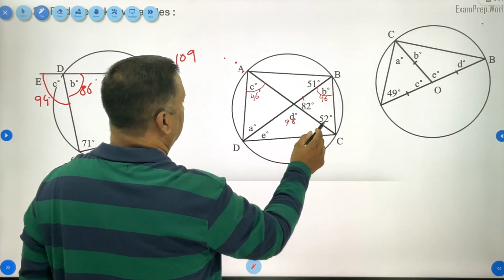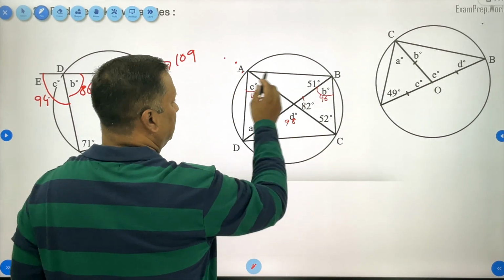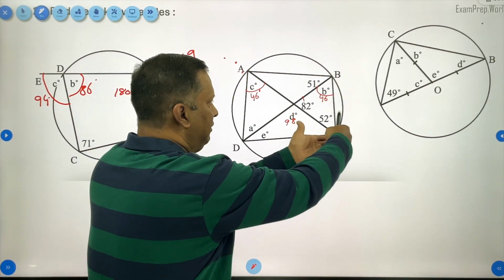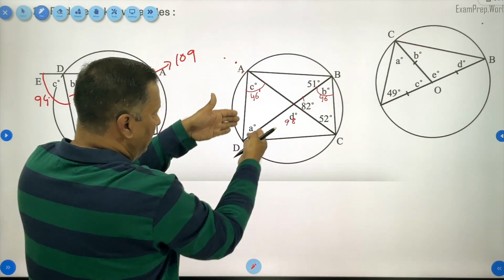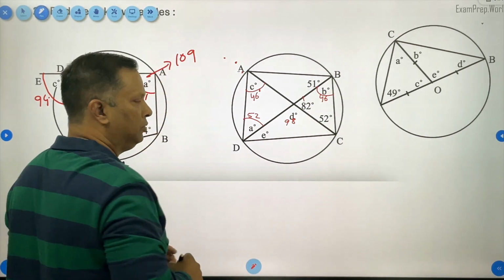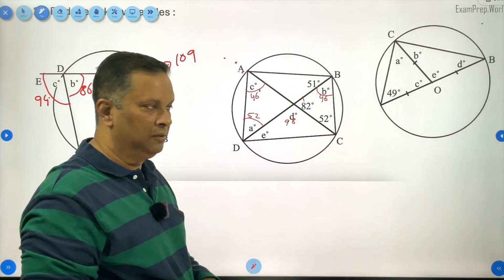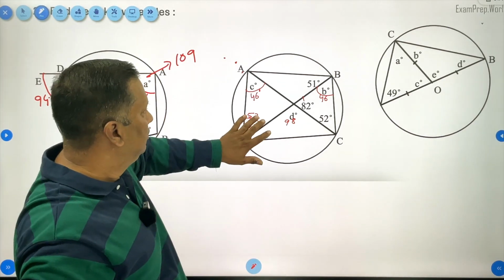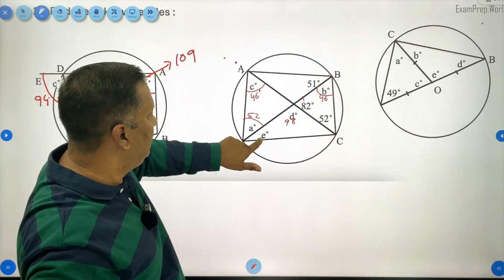Now, look at AB. AB is creating an angle at C, which is 52. AB is also creating angle D. So this also has to be 52. Correct? Now, only one angle is left, E.